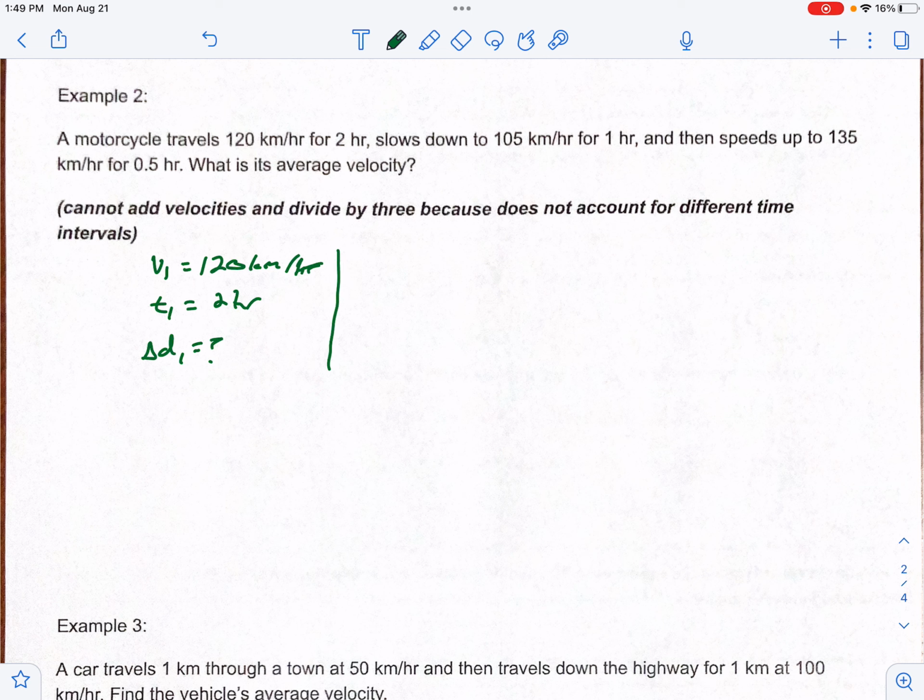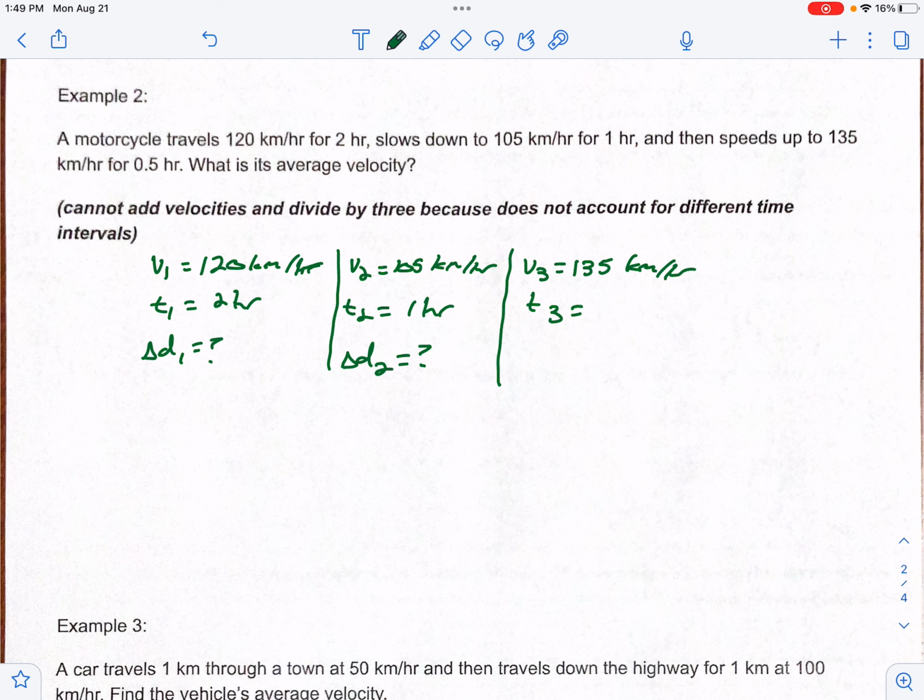Then we slow down. My velocity 2 is 105 kilometers per hour, and my time 2 is 1 hour. My displacement 2, I don't know, so that's a question mark. Then my velocity speeds back up, so my velocity 3 is 135 kilometers per hour. My time 3 is 0.5 hours, and I don't know what my third displacement is.